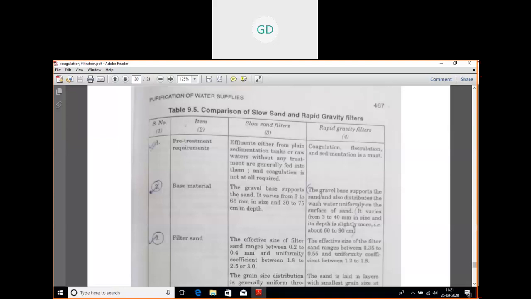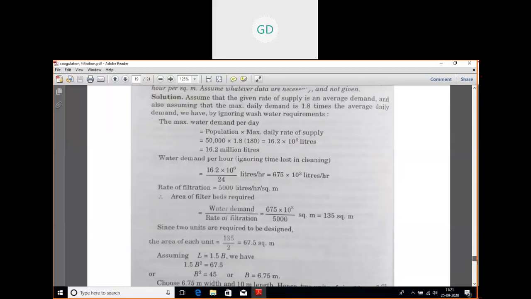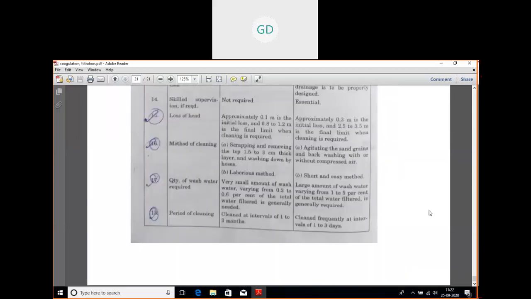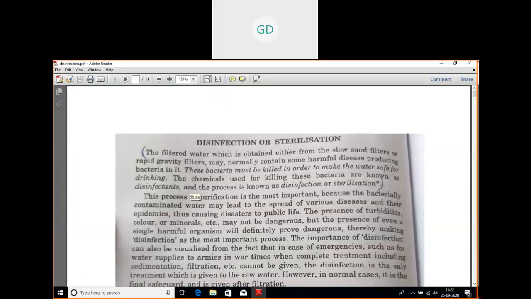Okay, when Chin said yes. As I remember, we have done the comparisons between slow sand and rapid gravity filters. Also, we have completed the numericals, yes. Okay, so the filtration part was finished. So next is disinfection.